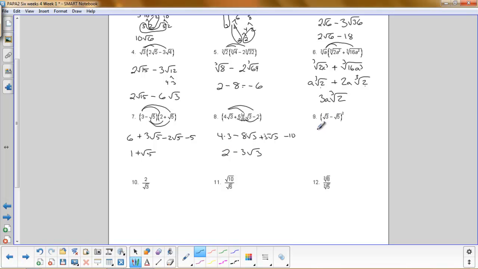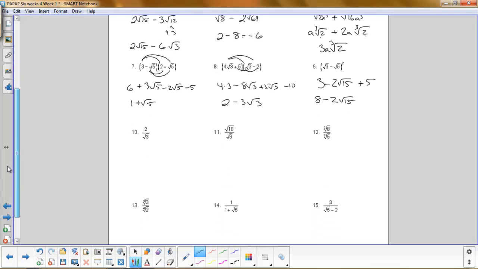Number 9, use your perfect square trinomial shortcut, and you get 3 minus 2 times the square root of 15 plus 5. Combine your like terms: 8 minus 2 square roots of 15.